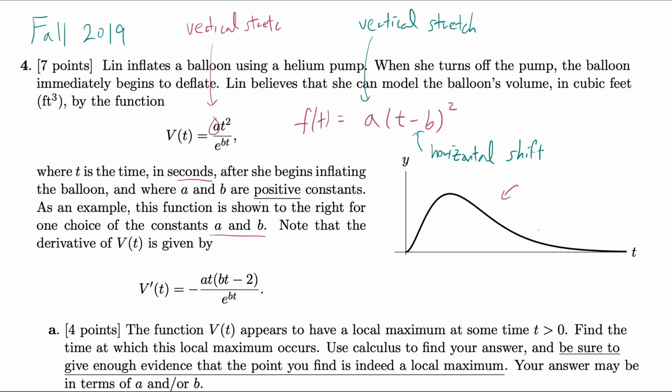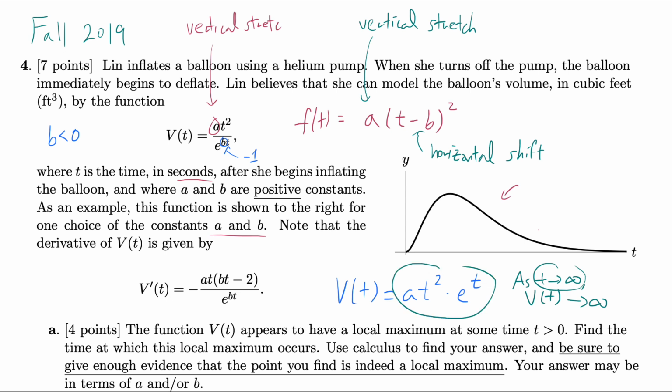Now the reason you want b to be greater than 0 may not be as obvious, but think about what happens if b is less than 0. For example, if b happened to be negative 1, then since you have e to the minus t in the denominator, V of t is t squared times e to the t. I just brought this e to the minus t up to the numerator. And as t goes to infinity, we see V of t goes to infinity as well, because when t gets really large, this thing is obviously blowing up. So you're going to get a balloon that's blowing up to size infinity, and that doesn't make any sense.